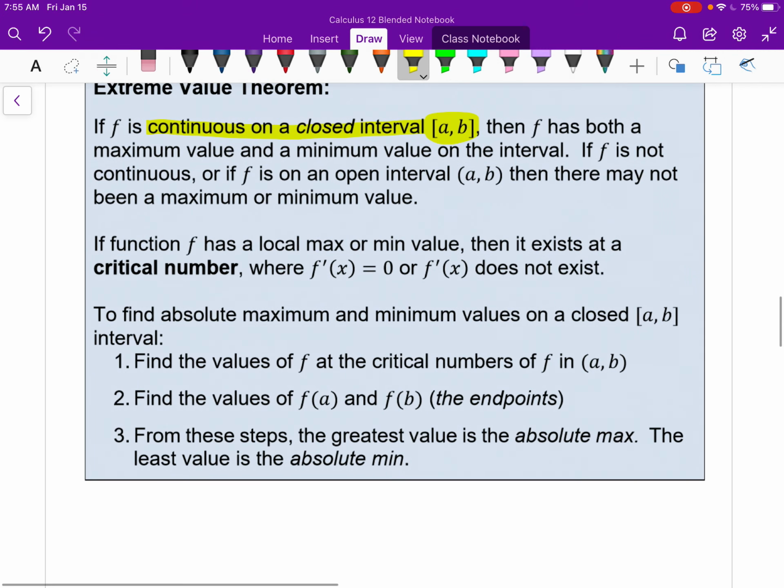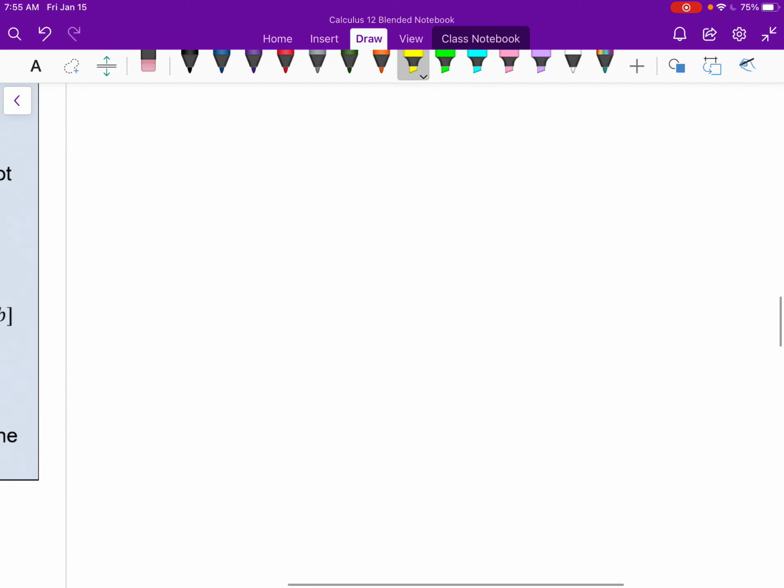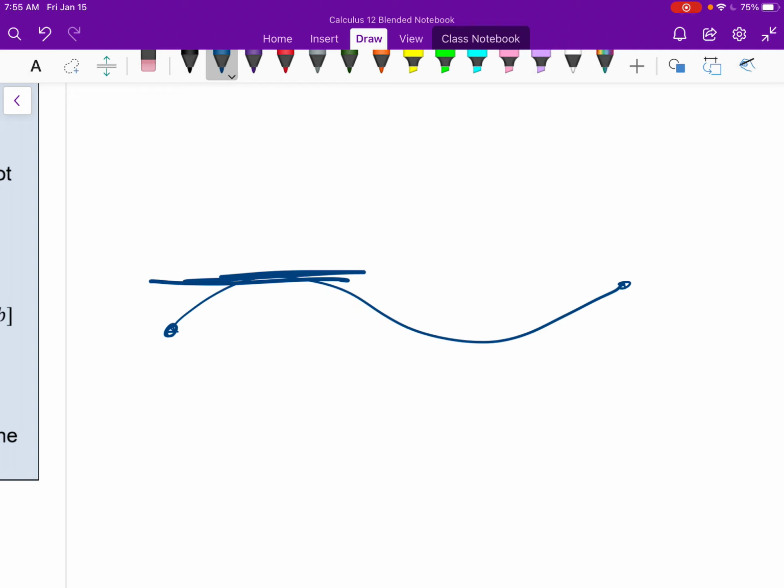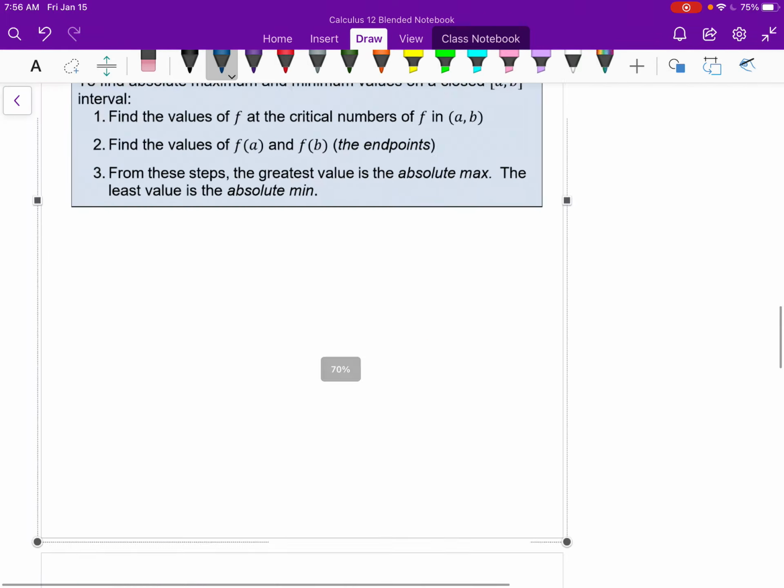But if you have a function on some sort of closed interval where A and B are endpoints, then there has to be a maximum and a minimum somewhere in that interval, which just makes sense. If I'm going to draw something that has a beginning and an end that is also continuous, there we go. Somewhere in this curve, there must be a highest point. It looks like it's there. And somewhere there must be a lowest point. It looks like it's barely there. Doesn't matter how I draw it.